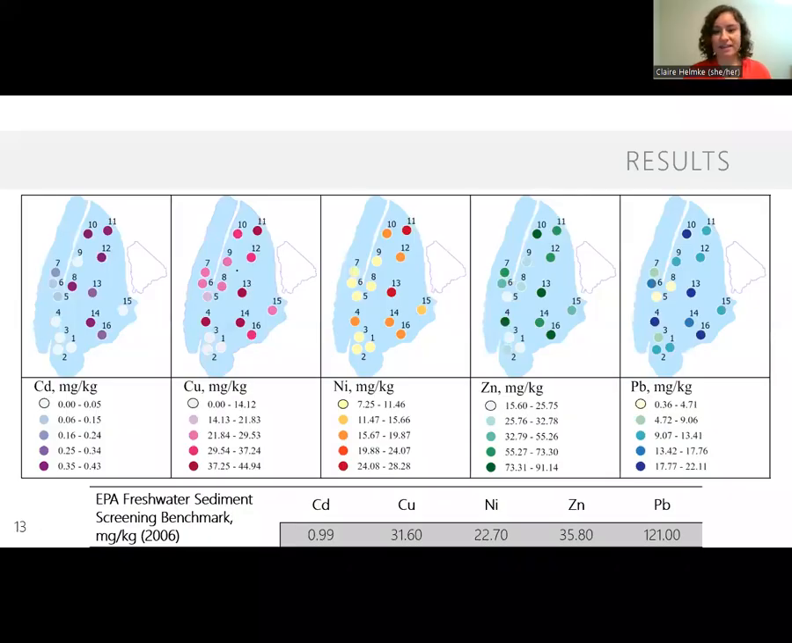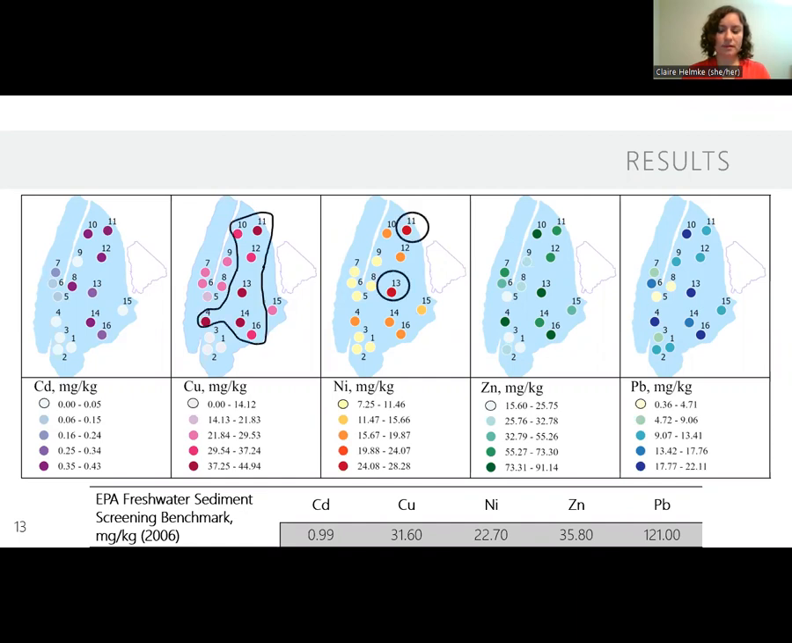Across Carp Lake, zinc had the highest concentrations of the tested extractable metal concentrations, followed by copper, nickel, lead, and cadmium. On average, the concentrations within the sediment were below the EPA's benchmark. However, almost half the copper samples were above the EPA's benchmark, and 2 of the nickel samples were above the benchmark. Cadmium and lead are both non-essential metals, so having lower concentrations of both of these metals is a good thing.